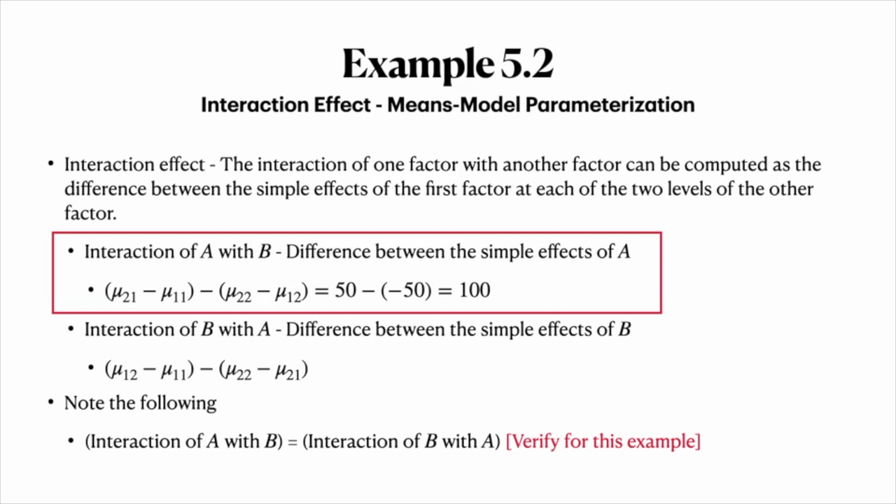And so the two simple effects of A are mu21 minus mu11. That's the simple effect of A at the first level of B. And mu22 minus mu12, that is the simple effect of A at the second level of B. Those two simple effects were found to be 50 and negative 50 respectively. And so when we take their difference, we get 100.